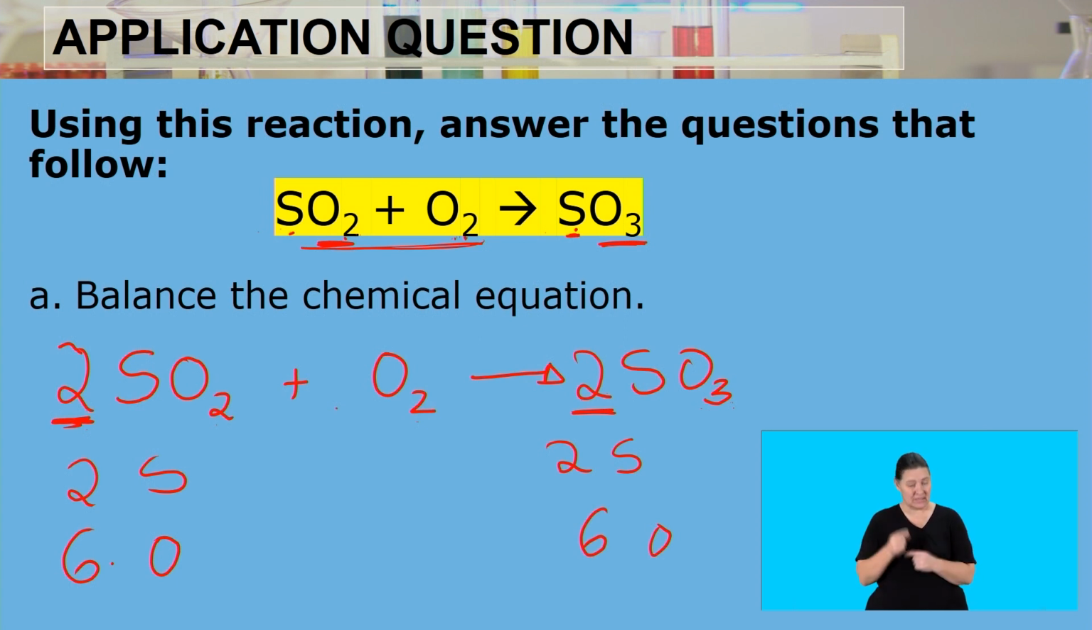By so doing, we're seeing that the type and the number of atoms is maintained on either side. We have 2 sulfur on the left-hand side, 2 on the right-hand side. 6 oxygens on the left-hand side, 6 oxygens on the right-hand side. Because we have maintained our type and our number, we can say that this equation is balanced. Now let's move on to the next one.